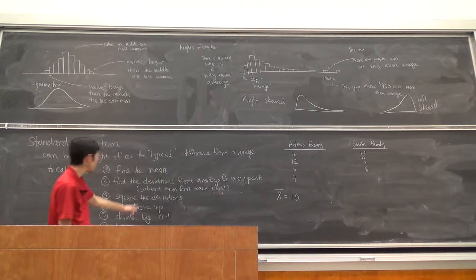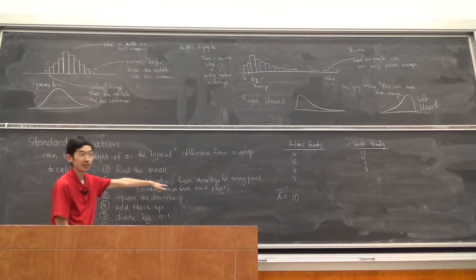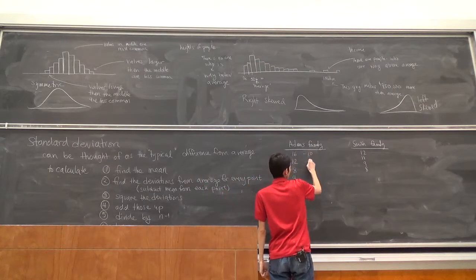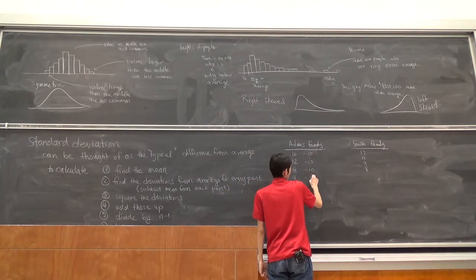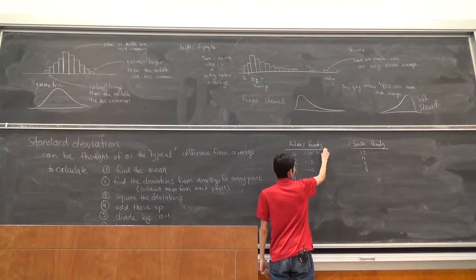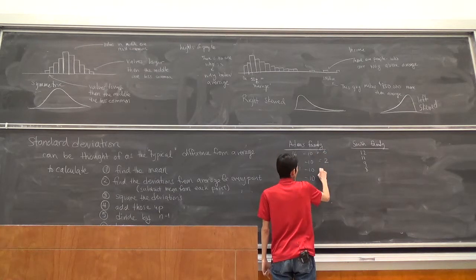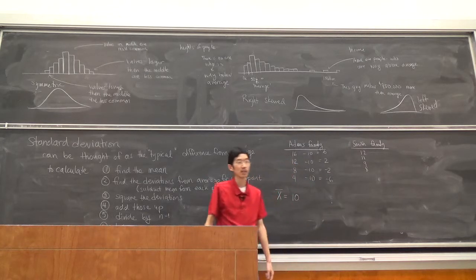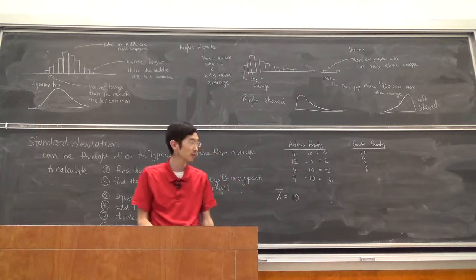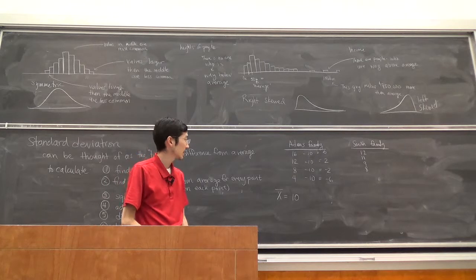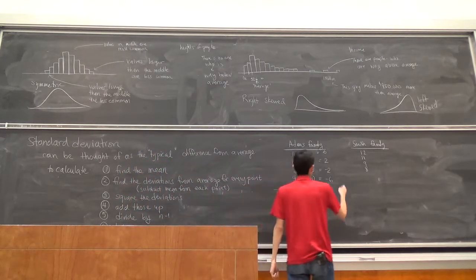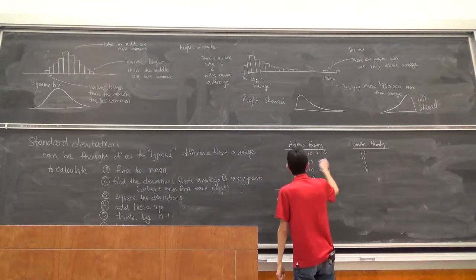So then we're going to find the deviations. I'm going to subtract 10 from each of these numbers. And what do I get? I get 6, 2, -2, and -6. Those are the deviations. And then I'm going to square these deviations. So step 3, I'm going to square the deviations.